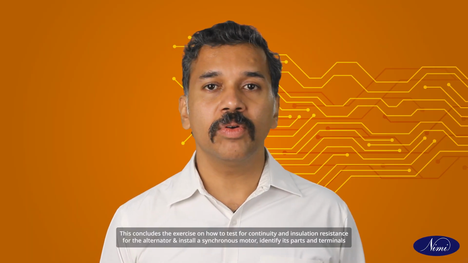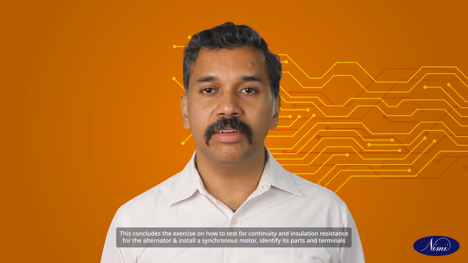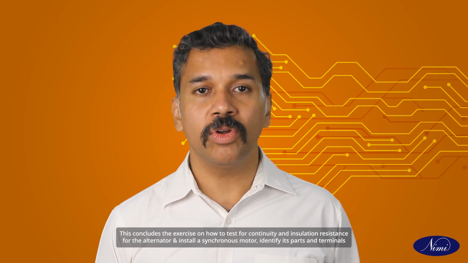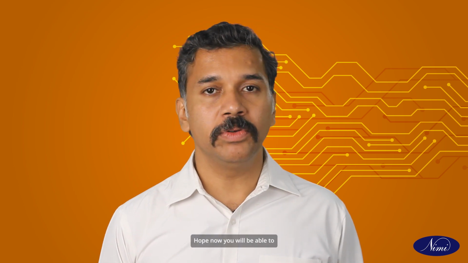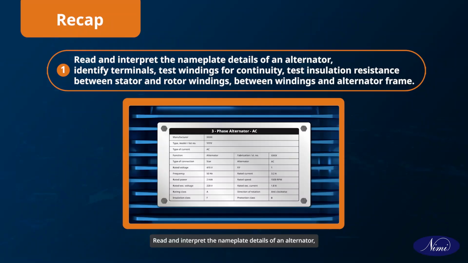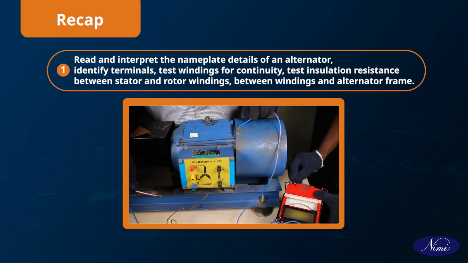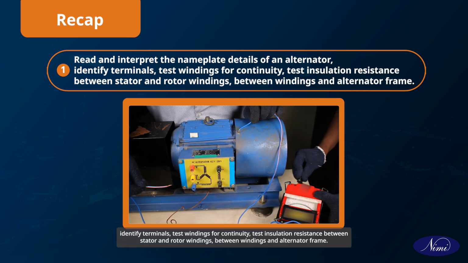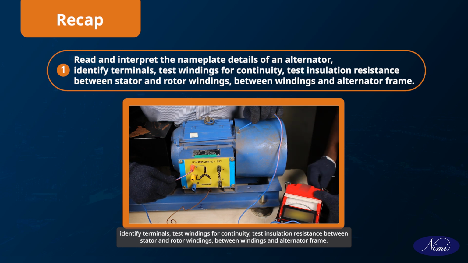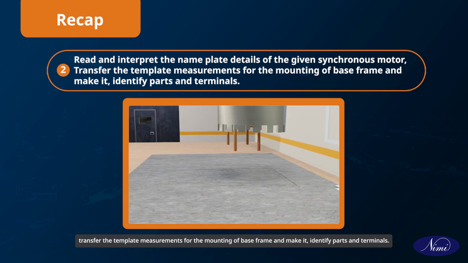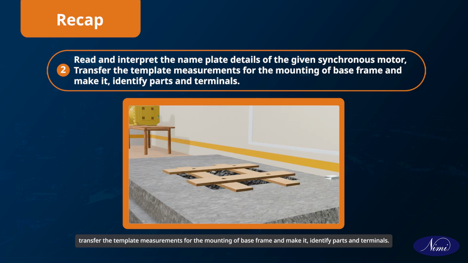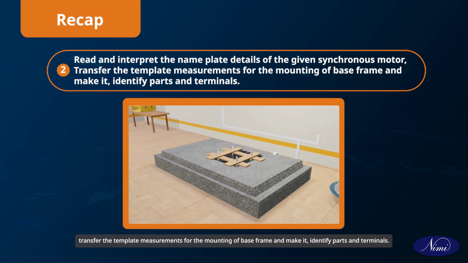This concludes the exercise on how to test for continuity and insulation resistance for the alternator and install a synchronous motor, identify its part and terminals. Hope now you will be able to read and interpret the nameplate details of an alternator, identify terminals, test windings for continuity, test insulation resistance between stator and rotor windings, between windings and alternator frame. Read and interpret the nameplate details of the given synchronous motor, transfer the template measurements for the mounting of base frame and make it, identify parts and terminals.